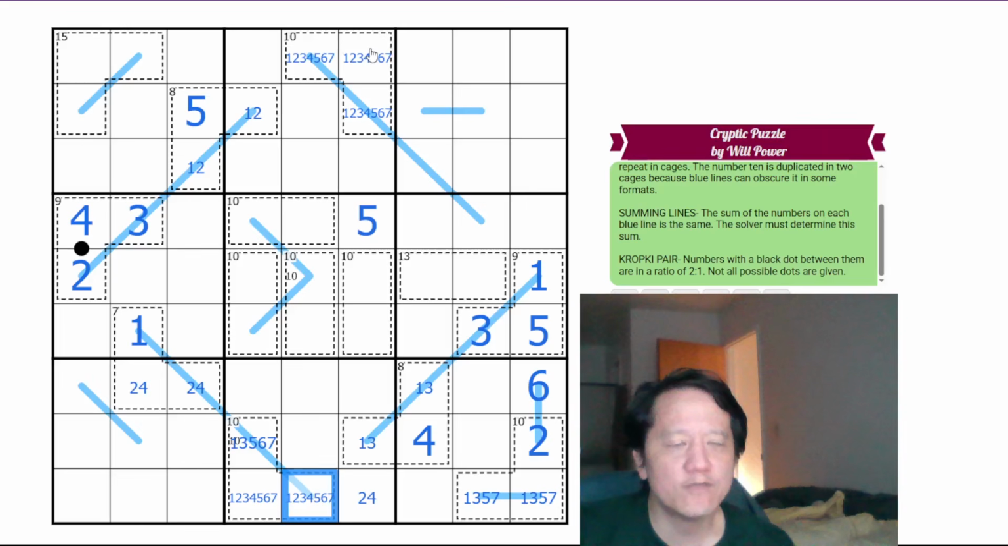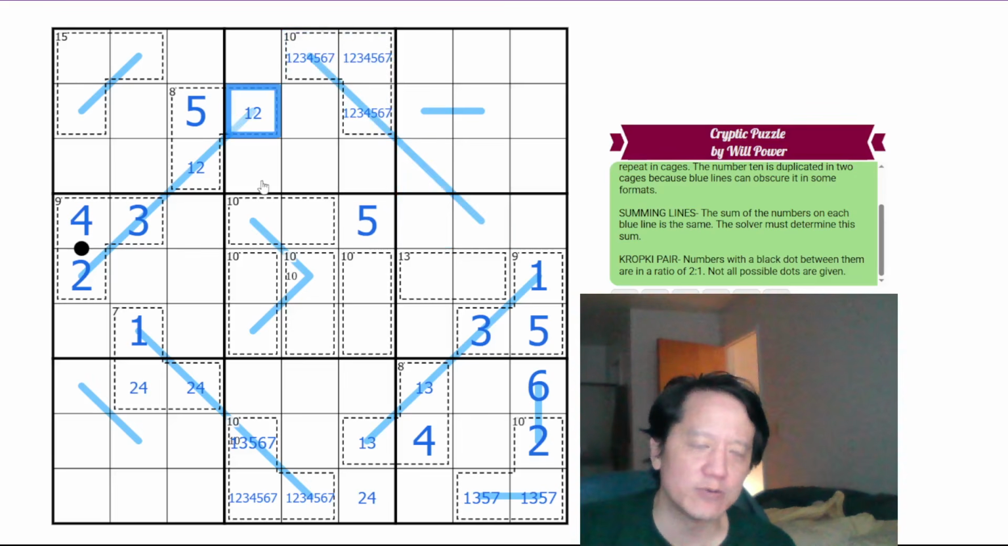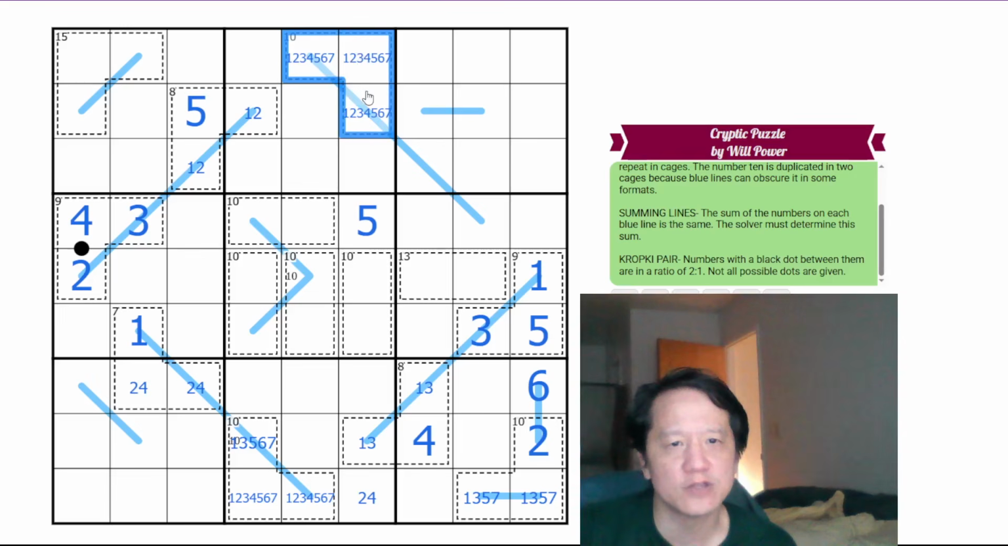We cannot have 1 here. Well, what digits can be here? It's kind of the question, right? This can't be 1, 2, 7, because that would eliminate all possibilities for that cell there. So this is not 7.